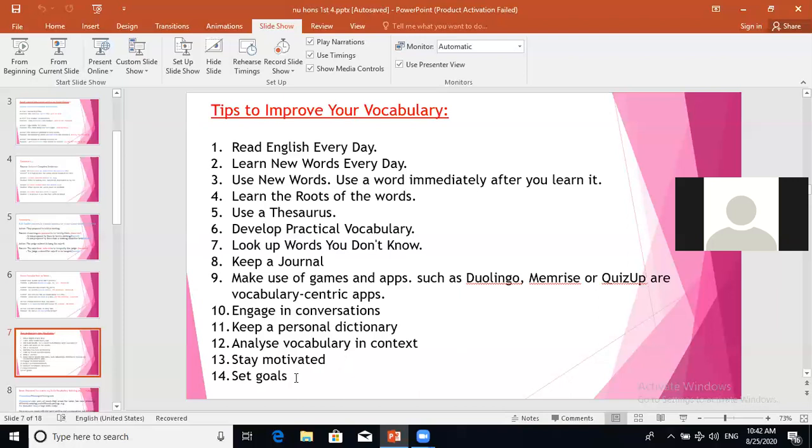And last but not least, number 14, set goals. That means how many words you want to learn in a month or in a week or in a day. You set a goal, and that will work to improve your vocabulary. If you decide that I will learn 100 words or 50 words or 25 words in a week, then at the end of the week, you check how many you have learned. In this way, you can improve your vocabulary. So these are the steps you should follow.